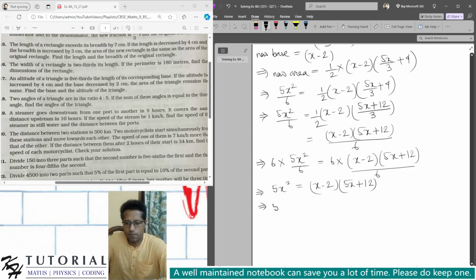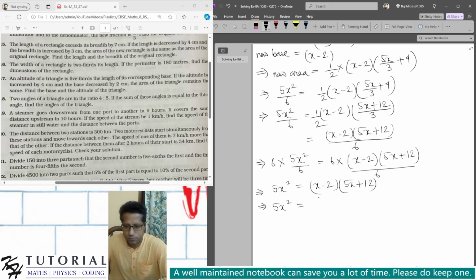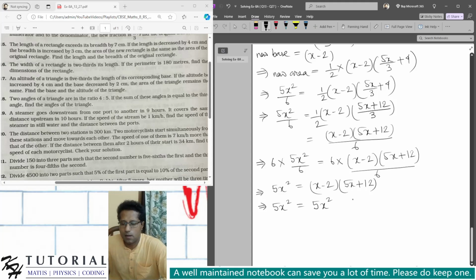Now if we do the product of the RHS and expand, we get 5x square minus 10x plus 12x minus 24.